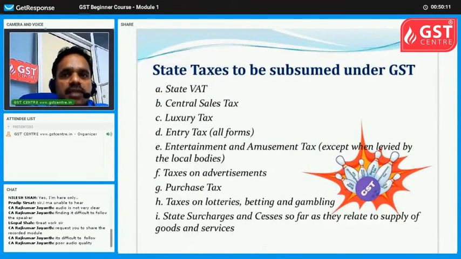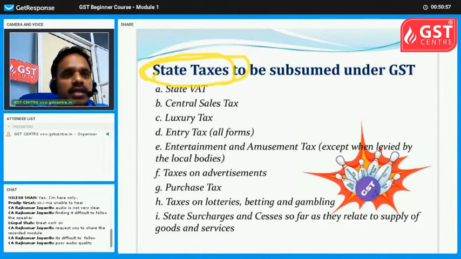And state taxes to be subsumed under GST include state VAT, CST or central sales tax, luxury tax, entry tax, entertainment and amusement tax. You may be wondering if there were so many taxes in India. Yes, India is a land of taxes. So all these taxes will be subsumed into GST and will take away a lot of headaches also. So tax on advertisement, purchase tax, tax on lotteries, betting and gambling, and other state surcharges. All these state taxes which are governed by the separate state governments will be subsumed into GST.